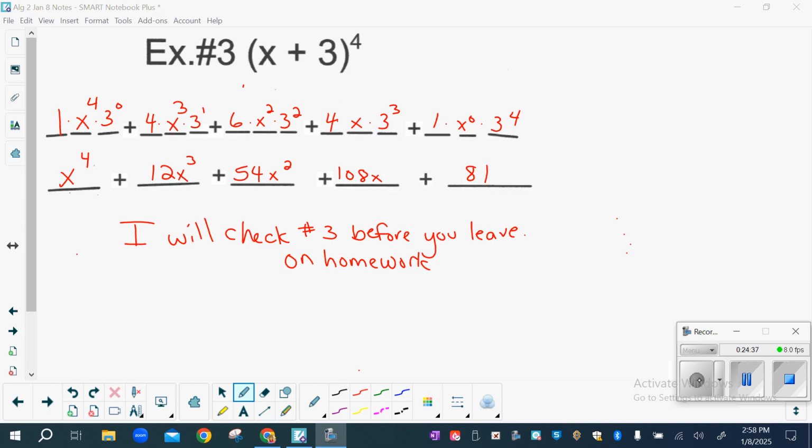Is there an answer sheet? If there's an open place, or if you want to move your chair around to sit with him, you can do that. I'm checking number 3 before you go.